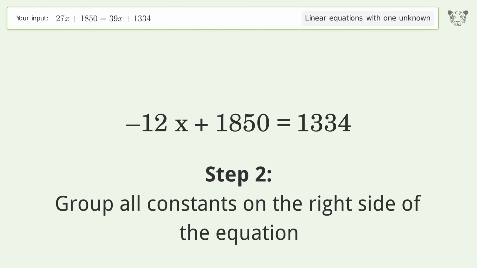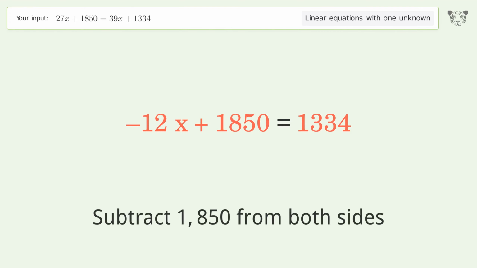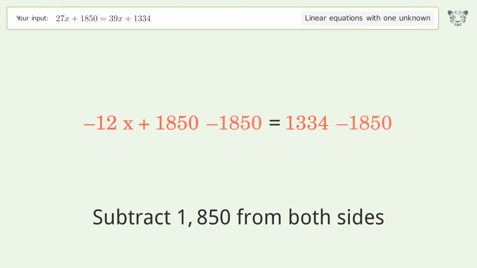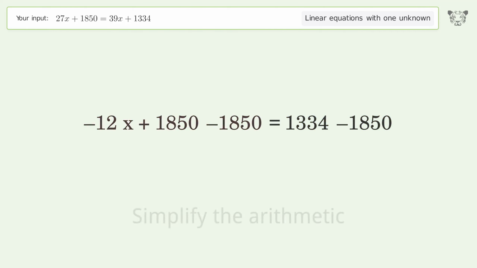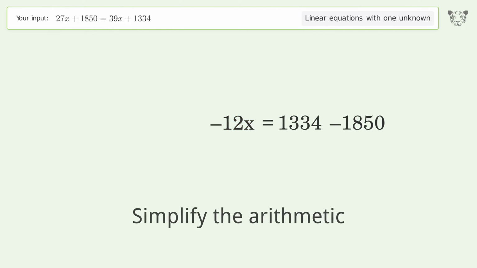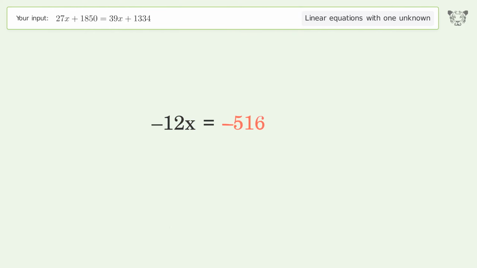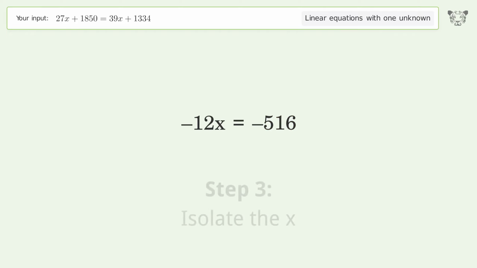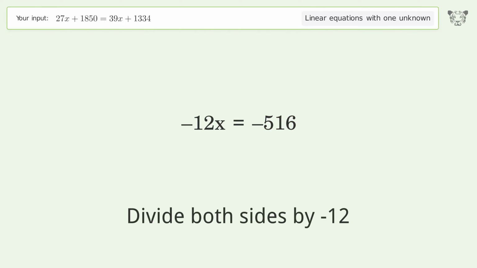Group all constants on the right side of the equation. Subtract 1850 from both sides. Simplify the arithmetic. Isolate the x. Divide both sides by -12.